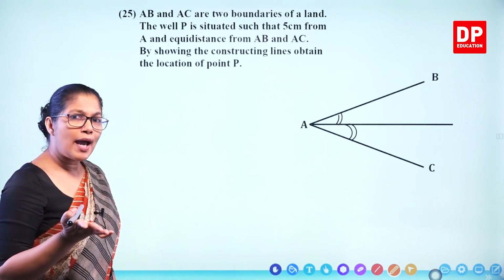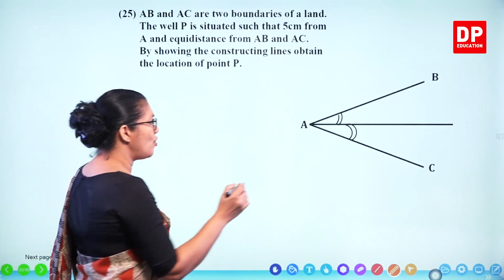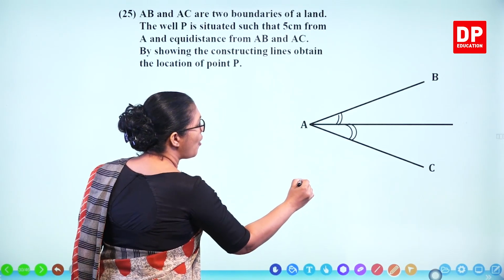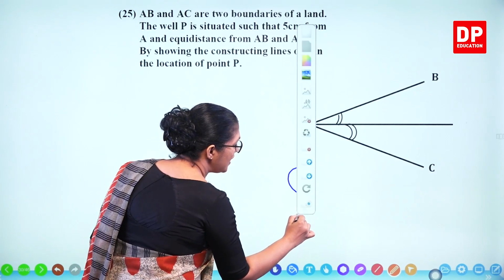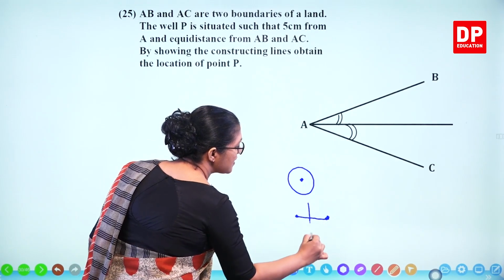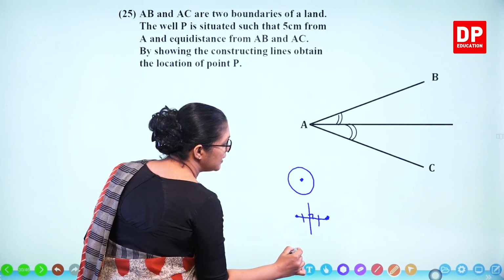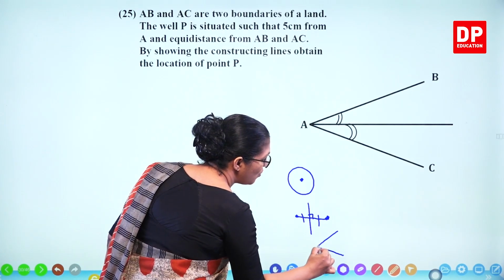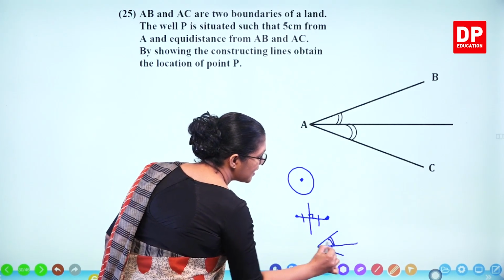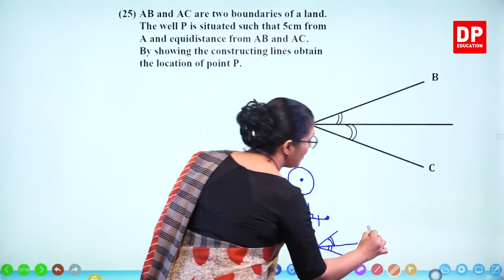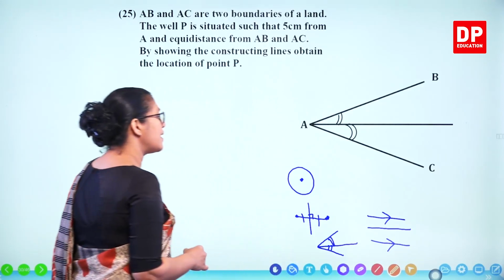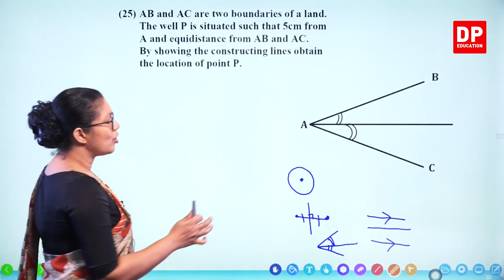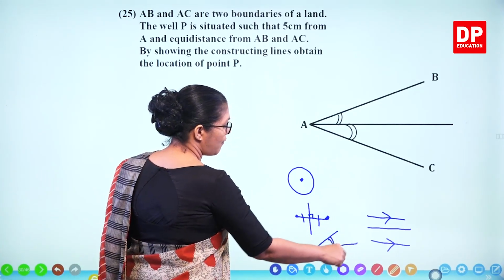So what are the loci you need to know? Equidistant from a point, that's a circle. Equidistant from 2 points, that's a perpendicular bisector. Equidistant from 2 lines, that's the angle bisector. And equidistant from a line, that's a parallel line, 2 parallel lines up and down. So out of these 4, you have been given this one.